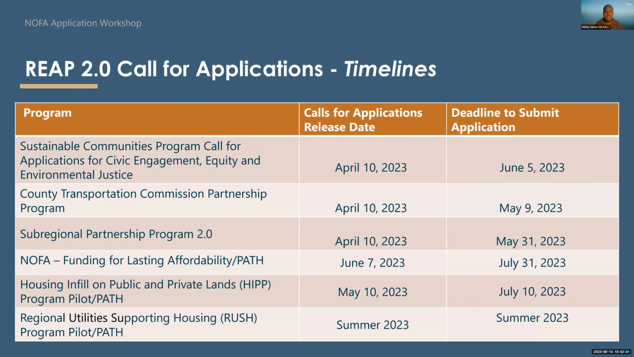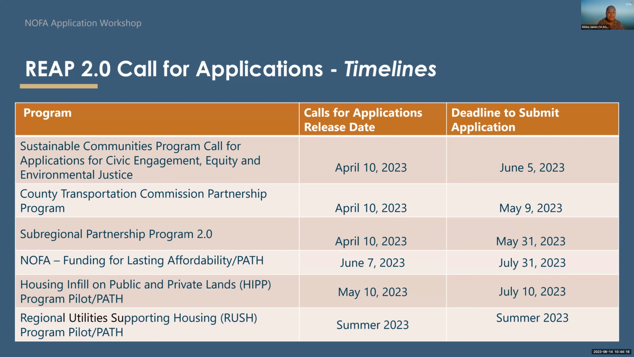Hi, everyone. Alicia James, Senior Public Affairs Specialist at SCAG, supporting our REAP programs. I have a few short announcements to share with you all. Hope you all have been following our REAP 2.0 call for application schedule. Aside from the NOFA, which we discussed today, we also have our HIP program, our Housing Infill on Public and Private Lands program, open until July 10th. You can also expect our Regional Utility Supporting Housing program, our RUSH program, to be released this summer. So be on the lookout for that.